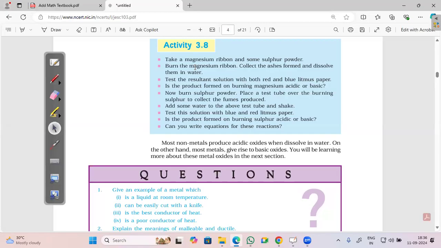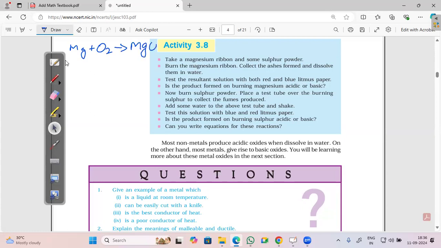If you burn magnesium ribbon and sulfur powder, we are burning two things. Let us see how the situations flow. Magnesium burns in presence of oxygen to form magnesium oxide, whereas sulfur burns in presence of oxygen to form sulfur dioxide.